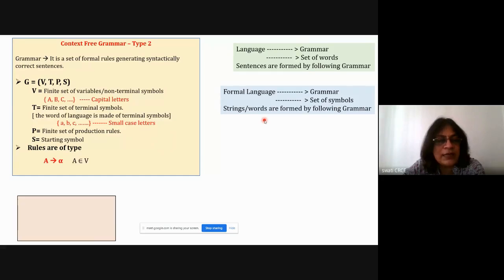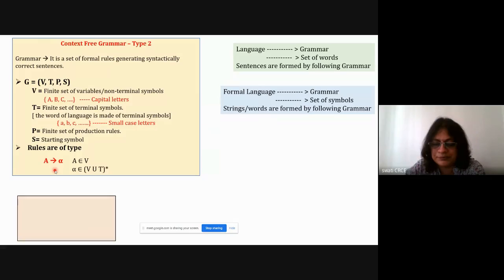And the rules are of the type A generates alpha, where your left hand side is a single variable and the right hand side is a group of variables and terminals. So you need to remember always, whenever I say context-free grammar, that it is a group of four elements: VTPS, where V are the capital letters, T is the small case letters, and the rules are of this type: A generates alpha.